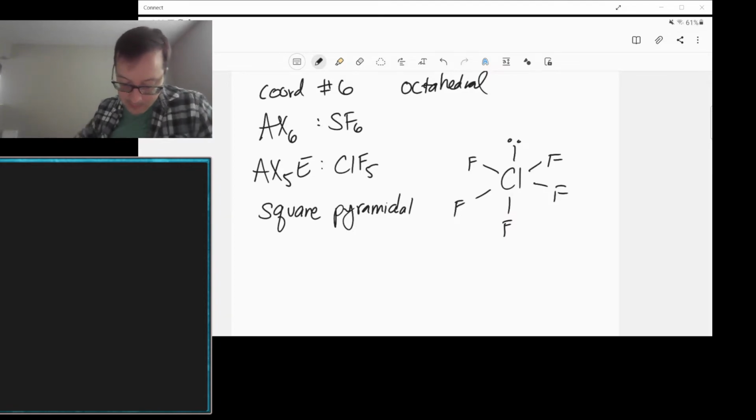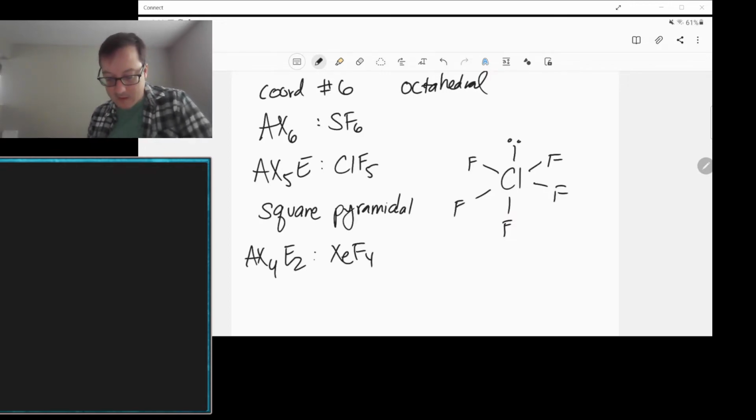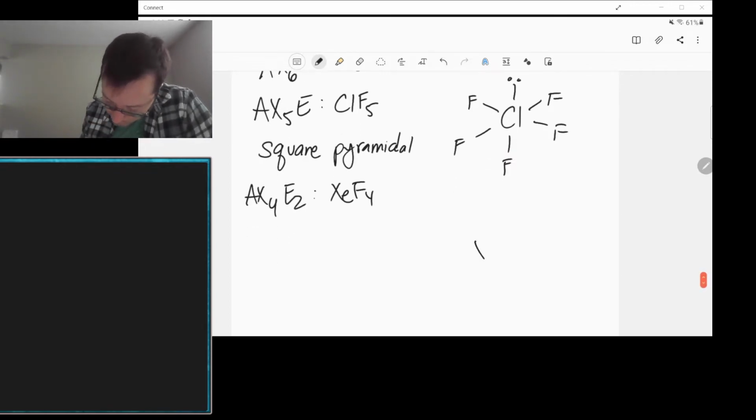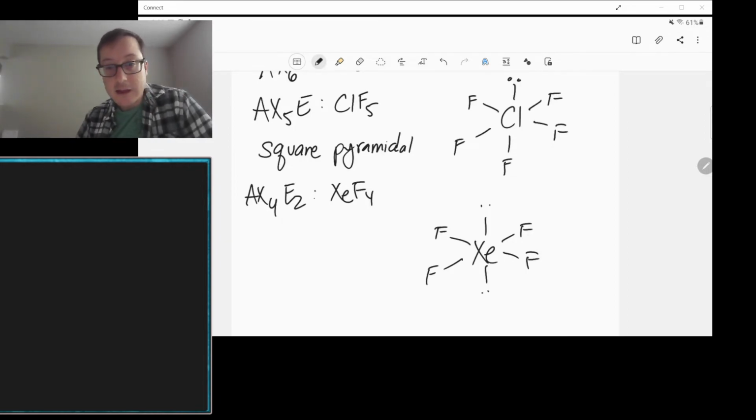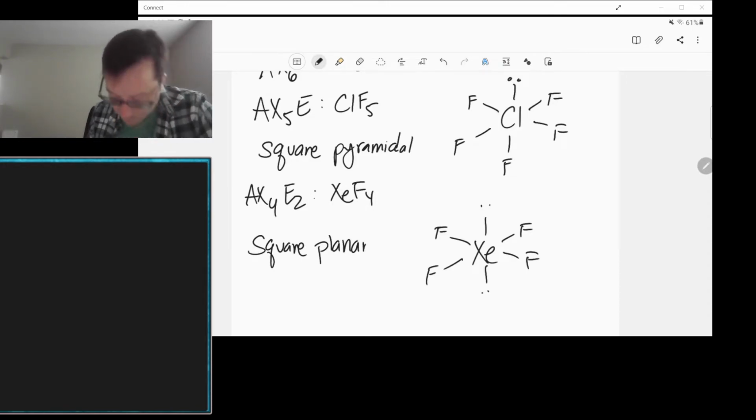If we've got 2 lone pairs, AX4E2, an example for that is Xenon Tetrafluoride, we're going to put the lone pairs on opposite sides from each other. It does not matter which sides because this thing is symmetrical. I put them top and bottom. What's left is we have a square planar shape. Everything is in a square. Fluorine, fluorine, fluorine, fluorine, square. So everything is in the plane. It's all 90-degree angles to each other.